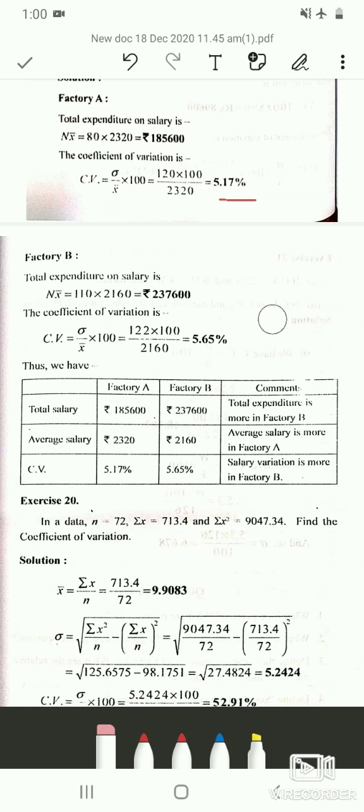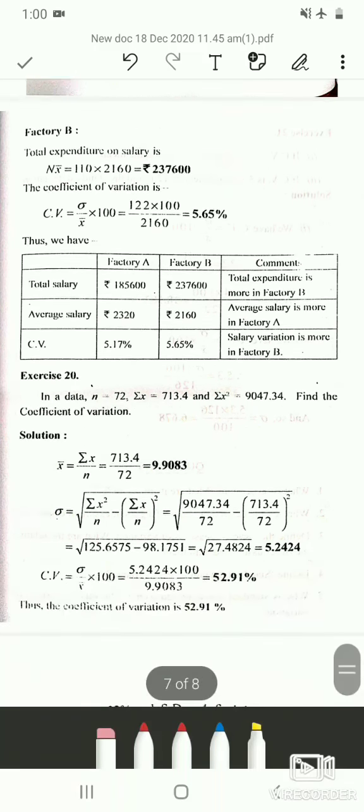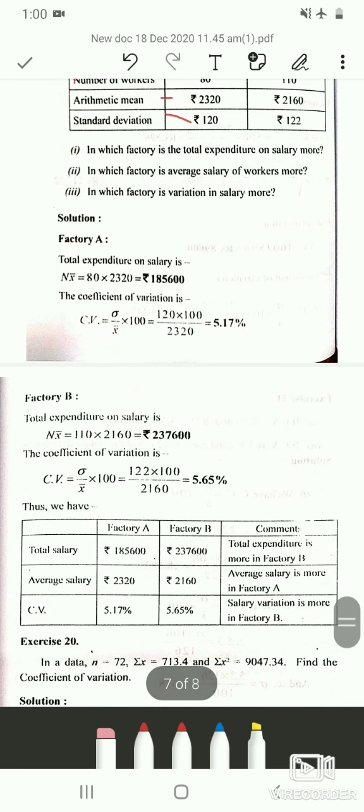Also in the question they may ask which factory has less variation. At that time you have to check for the coefficient of variation which has a lower value. So carefully read the question and carefully write the comments. It is all based on your comparison and your comments. These types of questions will be asked for 15 marks as case studies, so make sure you write all the formulas properly and then write correct comments.